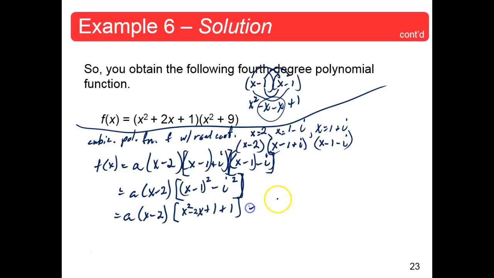Well, let's clean that up a little bit. a times x minus 2 times x squared minus 2x plus 2. Okay? Now, let's do our multiplication of polynomials this way. x times x squared is x cubed.